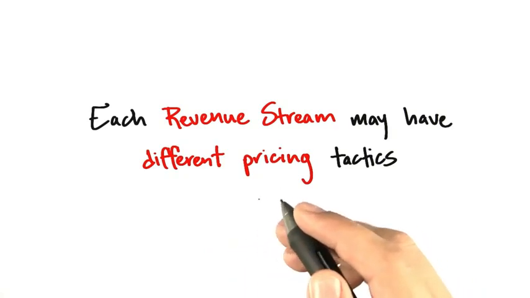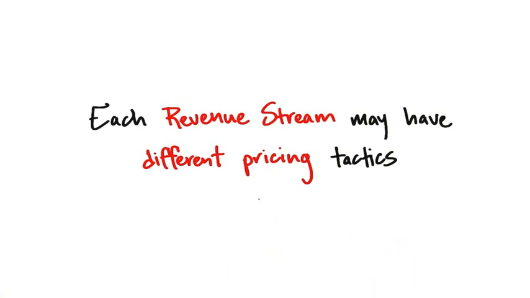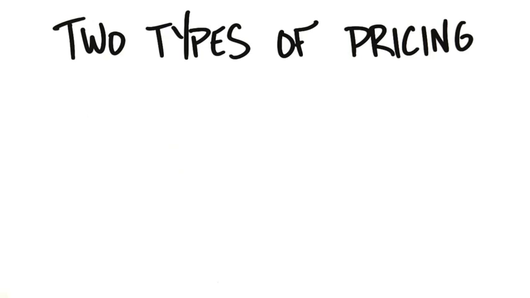But how do you think about pricing itself? How do you set prices? So let's take a look. Pricing is kind of the tactics. First thing is you have to figure out what's the revenue stream I'm going to use for the customer segment. But there are two types of prices.